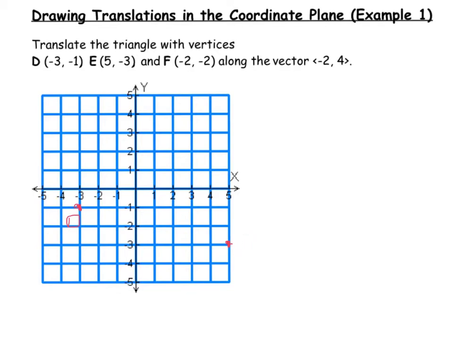I don't like that E. Much better. And now we have F -2, -2. And we have F here. So we connect those dots. And we have some sort of triangle there. We're just going to slide that triangle, and we're going to have to figure out, what does this vector mean? Along the vector -2 and 4.